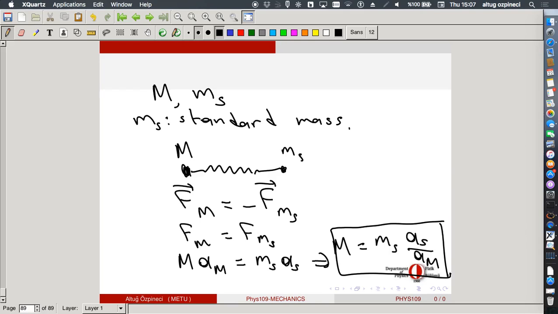So if you look at this expression, well, we know how to measure the acceleration of objects. Once we determine the acceleration of the standard mass and the acceleration of our unknown mass, then we know the standard mass. We just define it to be 1 kilogram. And then the unknown mass is nothing but this standard mass times the ratio of the accelerations. This is how we define the mass of any object.